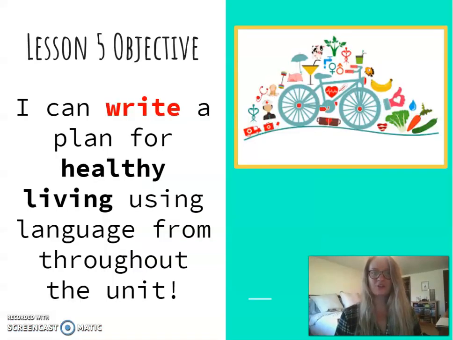Our objective today is to write a plan for healthy living using language from throughout the unit. We have now spent 4 weeks learning about different ways we can be healthy and take care of ourselves, and we're going to be using all of that different language to help us make a final booklet or poster today.